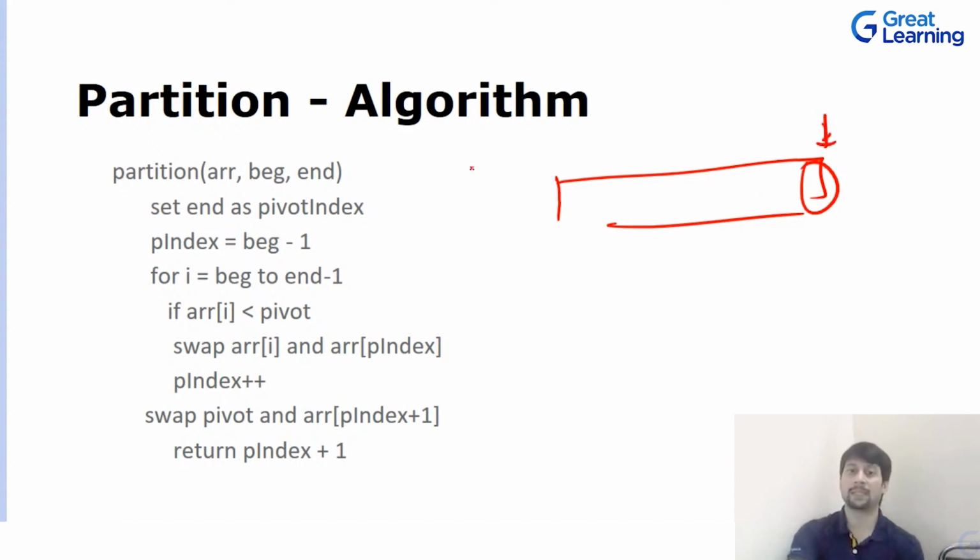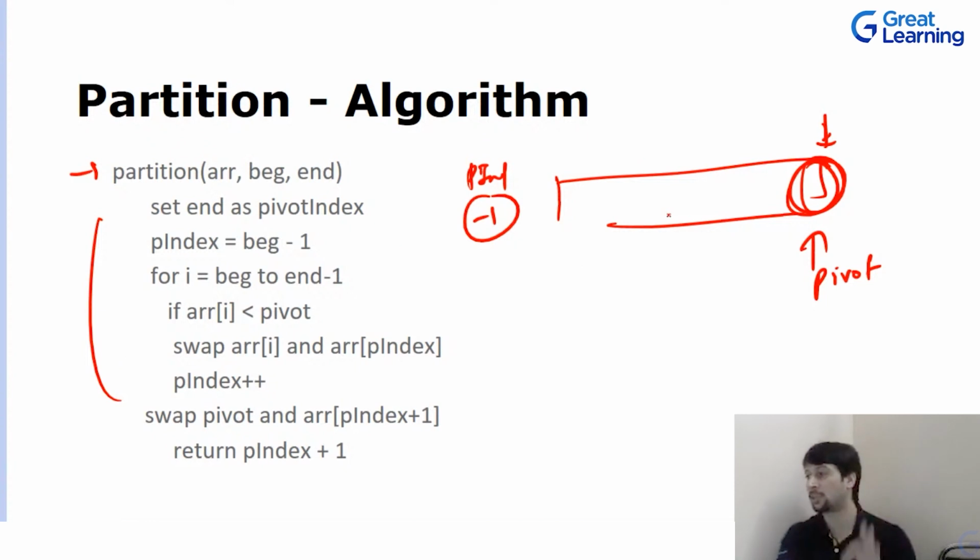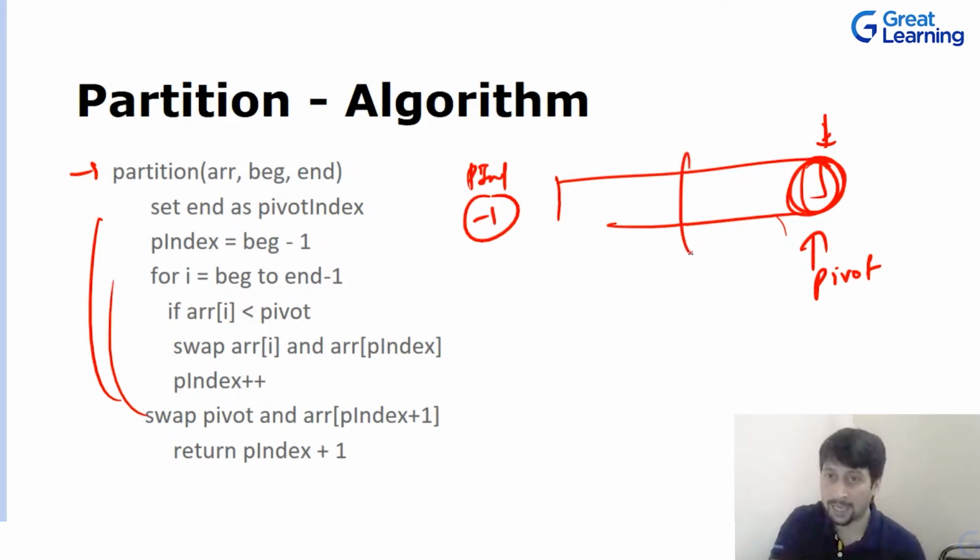And we have something known as the p index, which is currently at beginning -1, somewhere right here. Now our main objective of this partition is that the pivot element should, after this partition is done, be at its original position. That is the main focus of this partition algorithm: after the entire partition is done, this element should be at its original position.